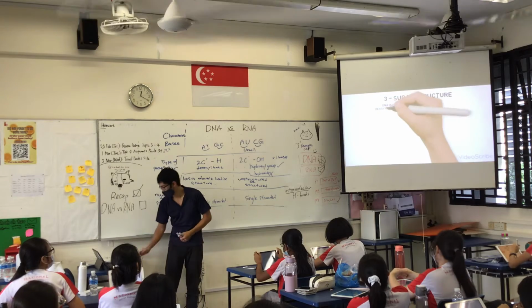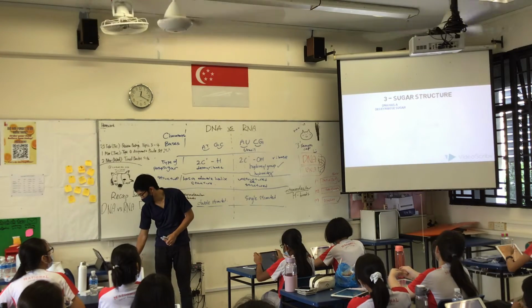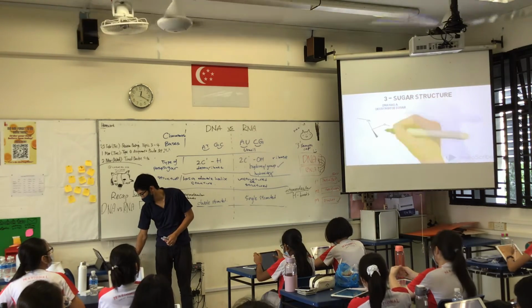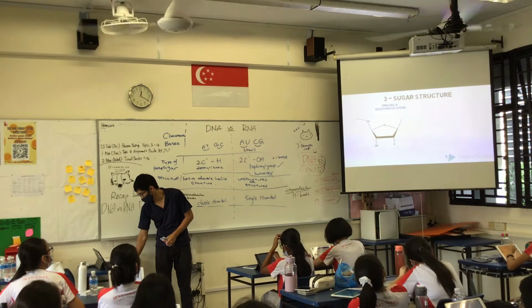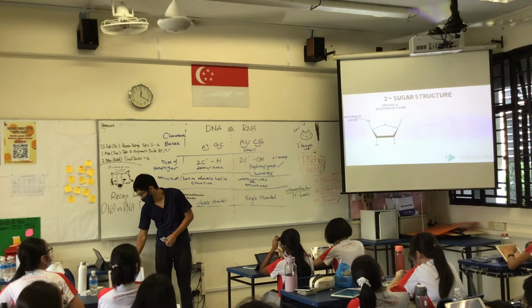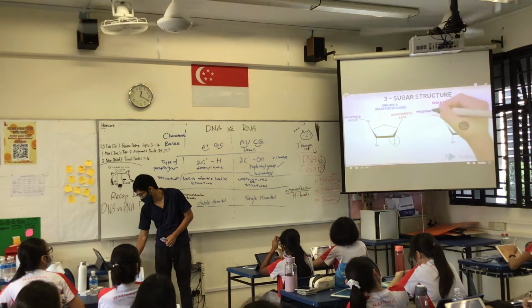DNA has a deoxyribose sugar, that's why it's called deoxyribonucleic acid. Its sugar structure looks like this. And the DNA, of course, has the phosphate group, missing the carbon here.